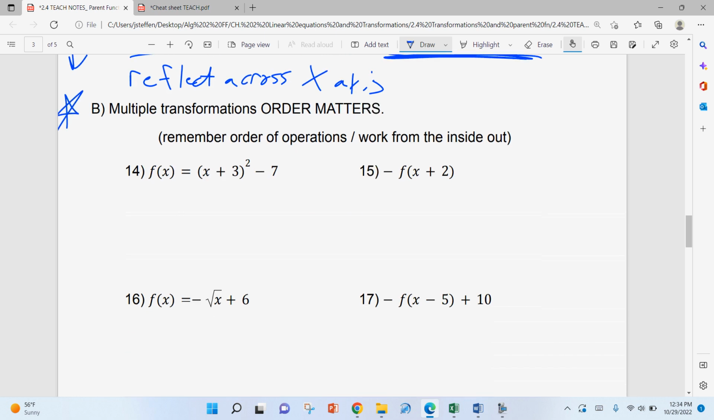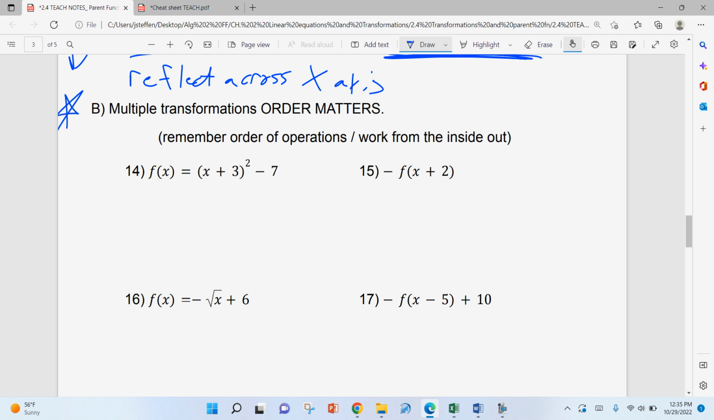So the next one is when we have multiple steps. Now make sure the order does matter, and I will tell you this, on a lot of these, the order doesn't matter at all. But some of them it does. So I always try to make sure I do the correct order just in case.